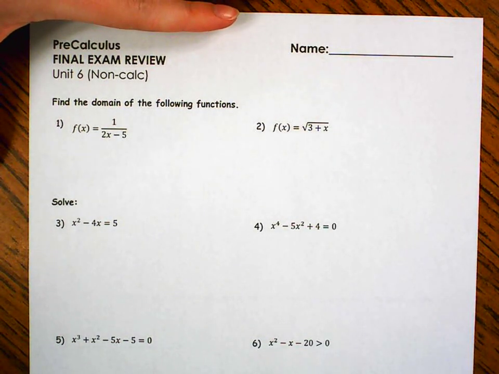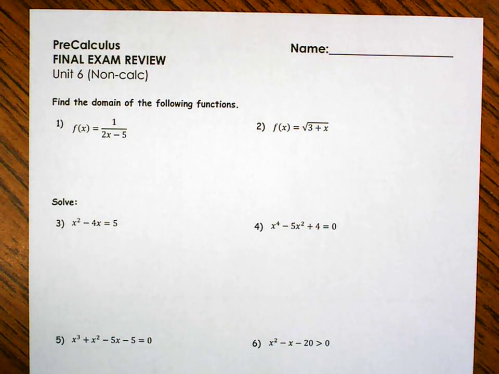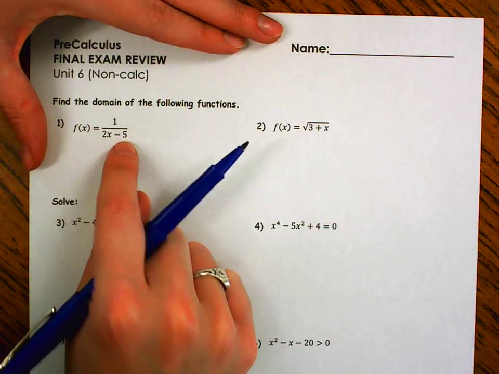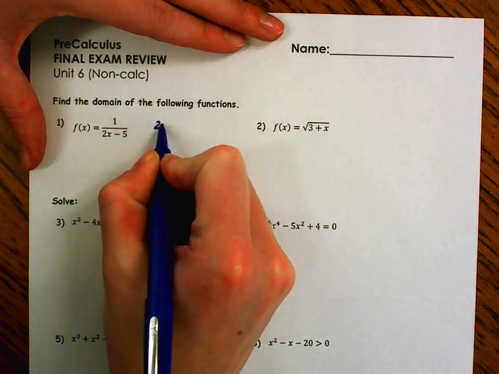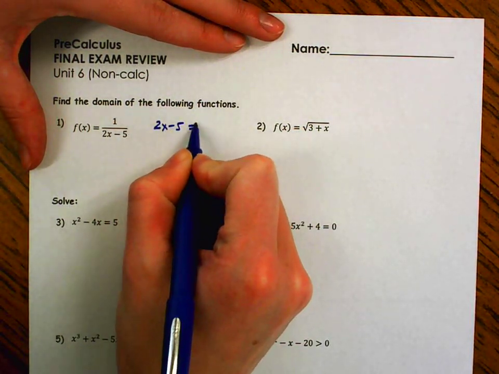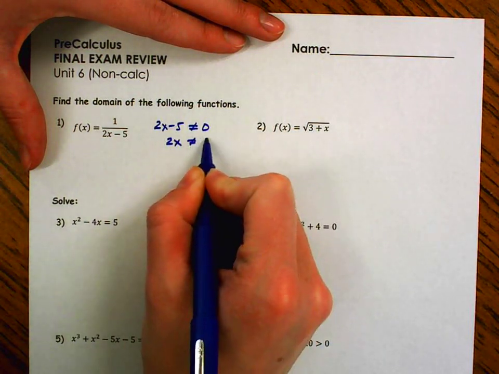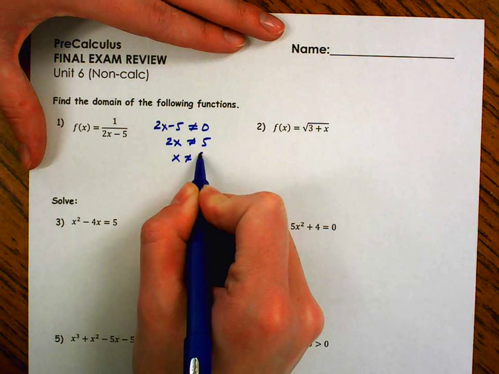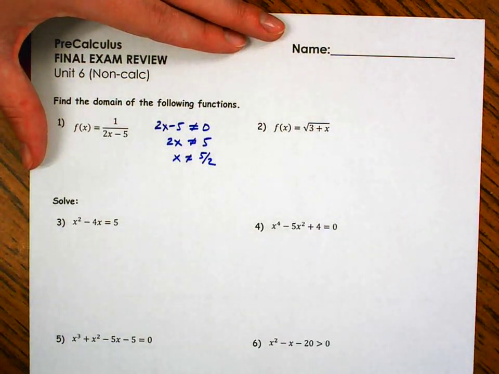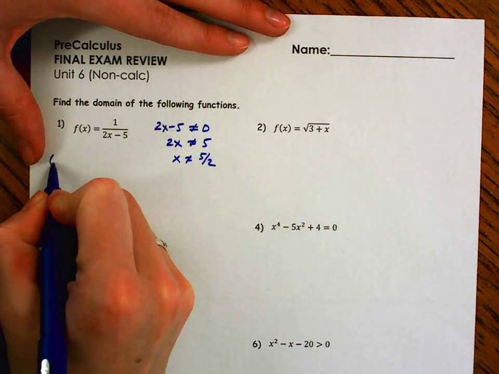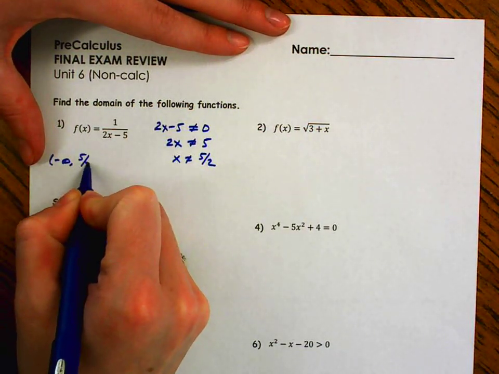So the domain's asking what values of x can I plug in to get out a defined value. So the easiest thing to think about is what would make my function not be defined, or what might give me a problem. In this case, I can't divide by 0, so 2x minus 5 can't be 0. So I'm just going to essentially solve this. So that means that x can't be 5/2. So my domain is everything except for 5/2.